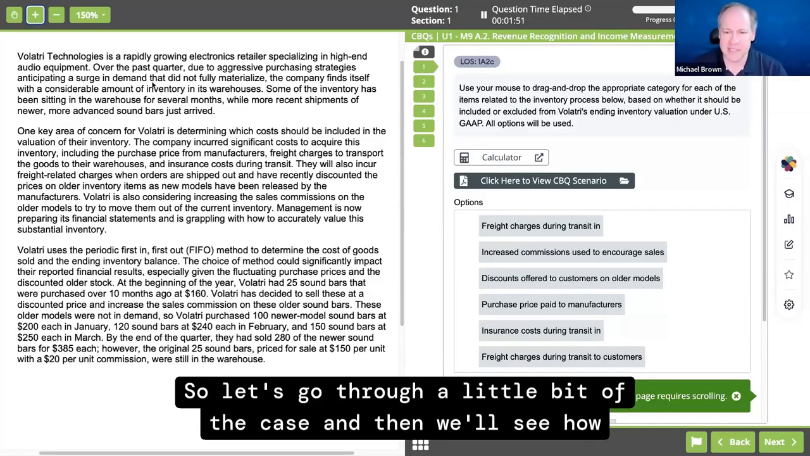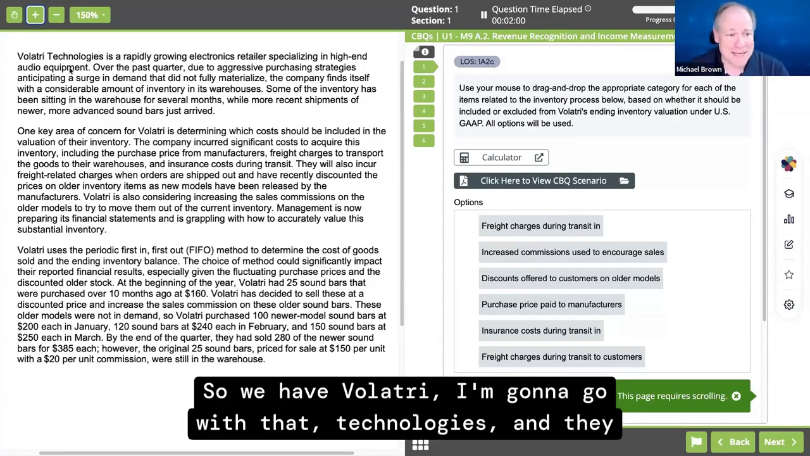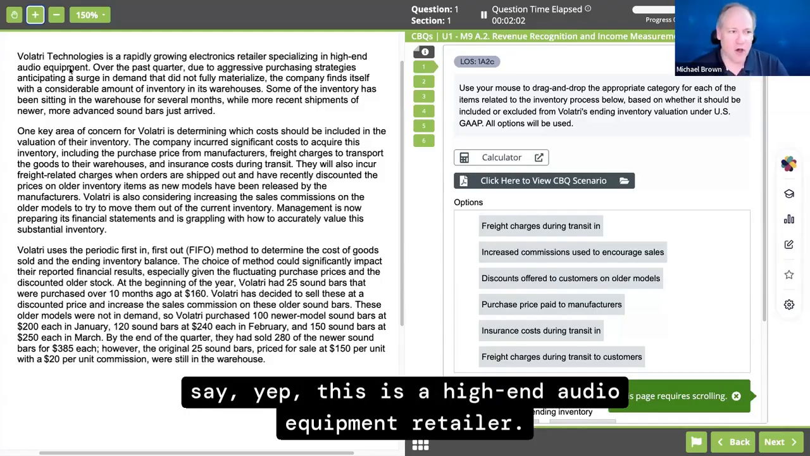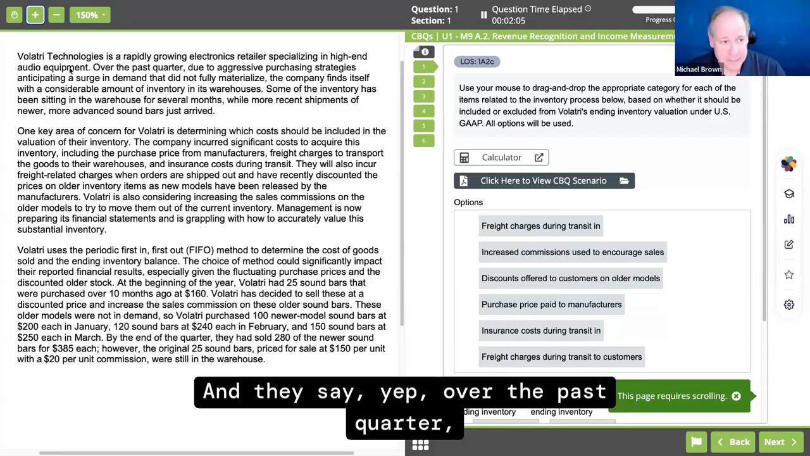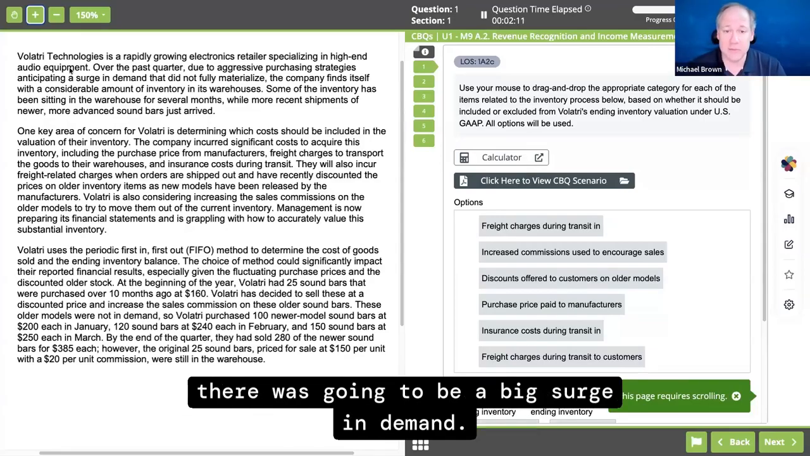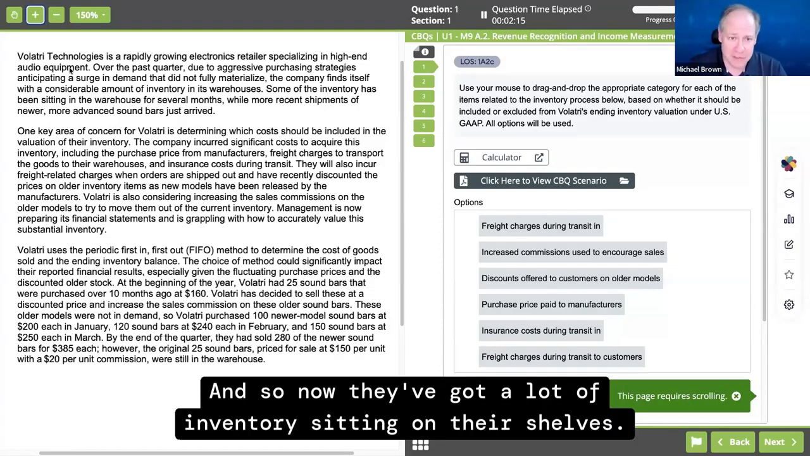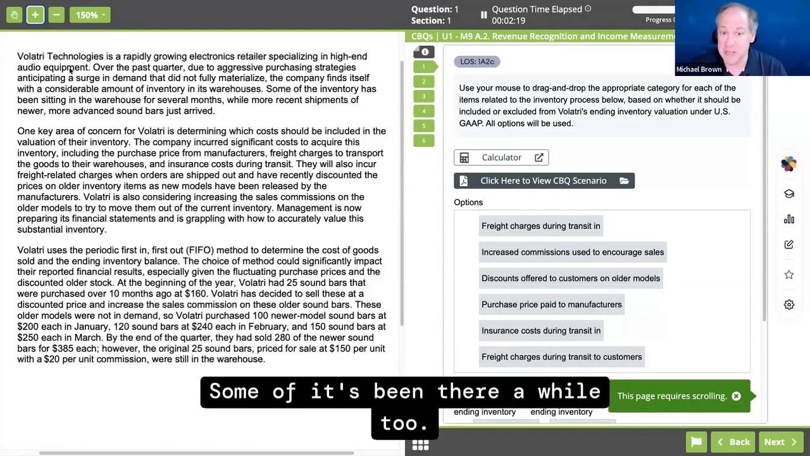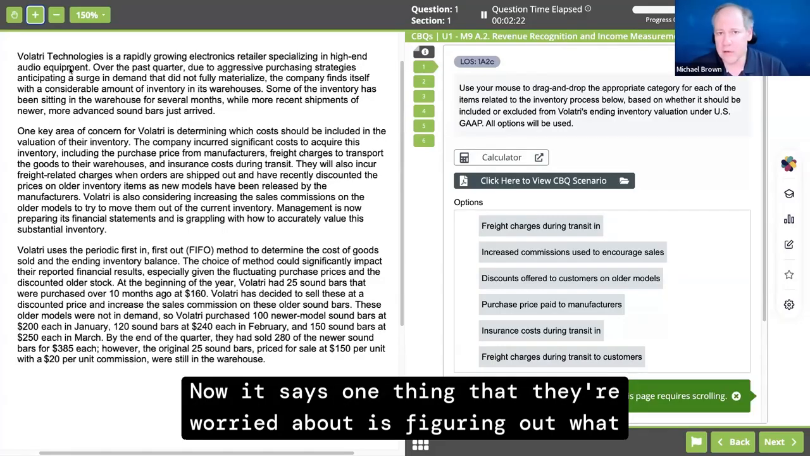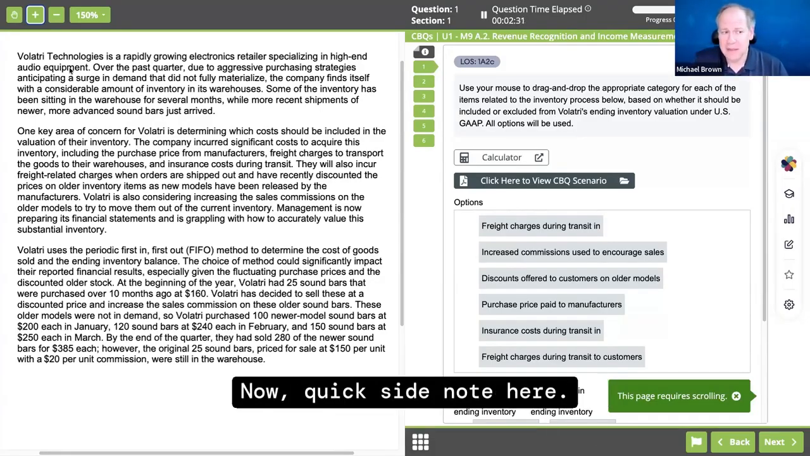So let's go through a little bit of the case, and then we'll see how this case-based question proposes to test your knowledge. So we have Volatry, I'm going to go with that, Technologies, and they say, yep, this is a high-end audio equipment retailer. Over the past quarter, they have been aggressively purchasing because they thought there was going to be a big surge in demand. Bad news, there wasn't. And so now they've got a lot of inventory sitting on their shelves. Some of it's been there a while too. Now it says one thing that they're worried about is figuring out what costs should be included in the valuation of their inventory.